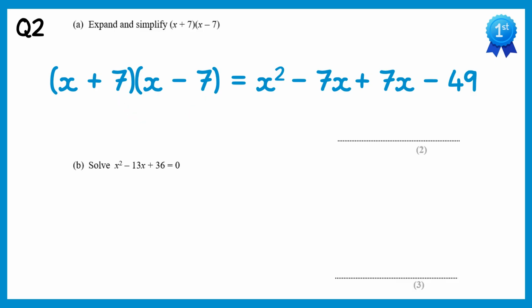Then we need to do some simplifying with the x terms. We've got negative 7x plus 7x, which gives you 0x. So the answer to this question is just x squared minus 49.